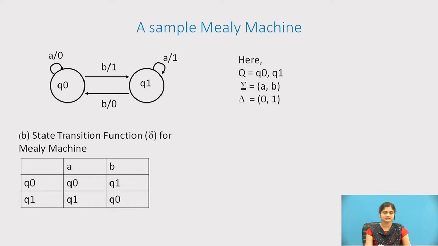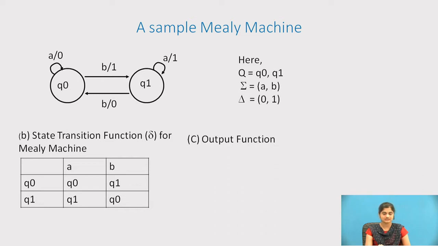Here we have the cross product Q cross sigma to Q. The sigma, that is the input alphabets, are a comma b, and we have two states q0 and q1. Now when A input is given to q0, it goes to the same state q0. If B input is given to q0, it goes to the state q1. Similarly, if A input is given to the state q1, it remains in the same state q1, and if B input is given to the state q1, it goes towards the state q0. So this is depicted in the state transition function table.